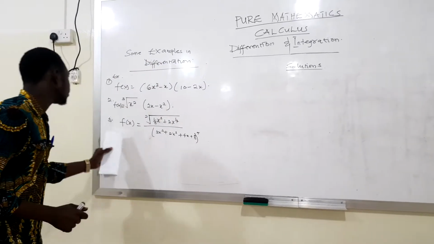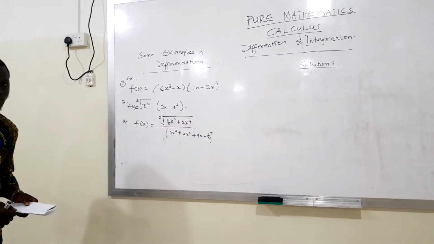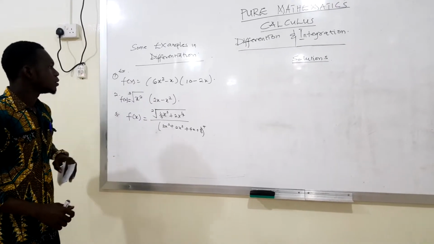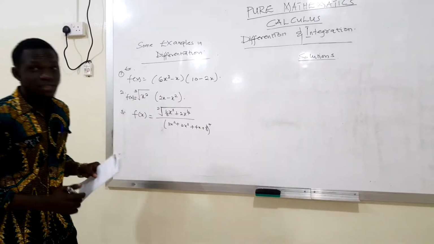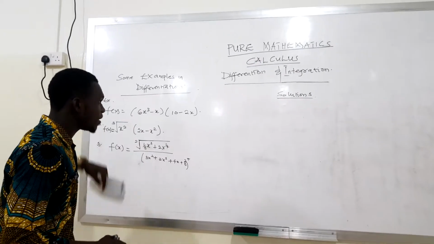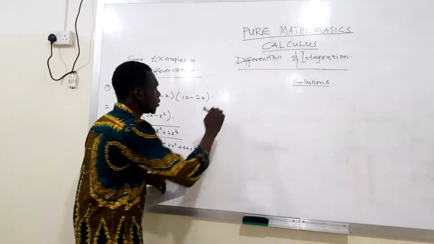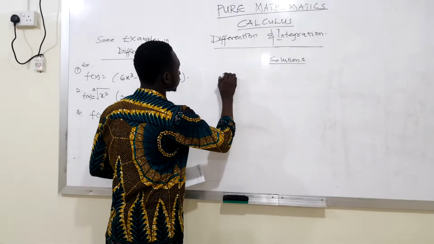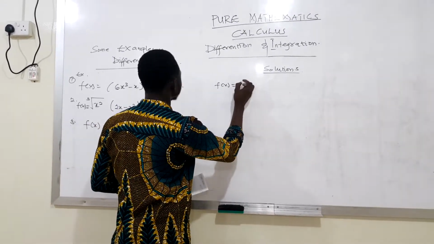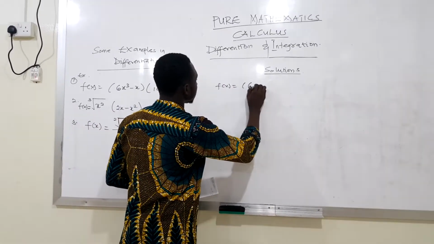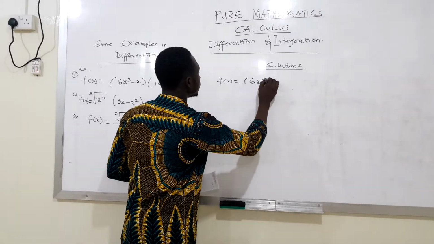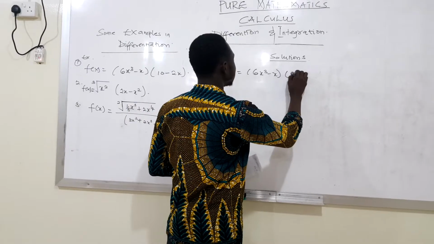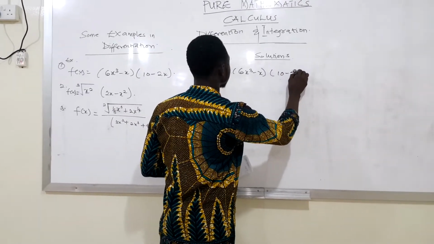So there are some examples on the board, as you can see. I'm having 3 examples. Now, solving it in order from the first question. First question, f of x is equal to (6x cubed minus x) then (10 minus 2x).